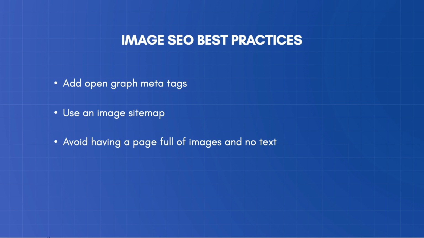Use an image sitemap. For image SEO purposes, you can further enrich your sitemap to provide information about your images or use a dedicated image sitemap. Last but not least, avoid having a page full of images and no text. Always use text to accompany your images. Having no text on a page is a bad SEO practice.